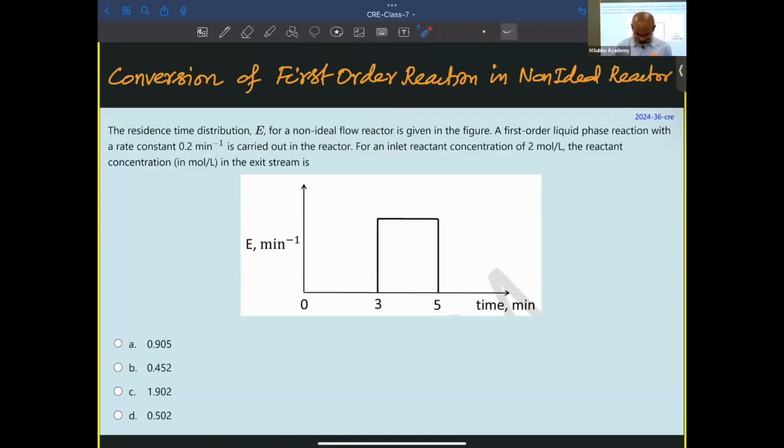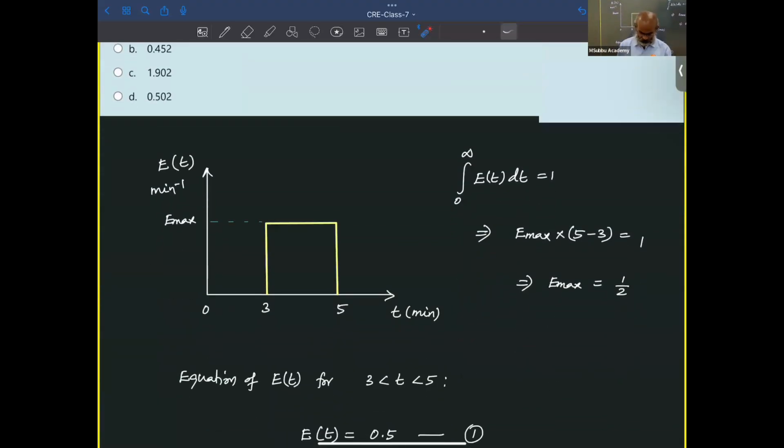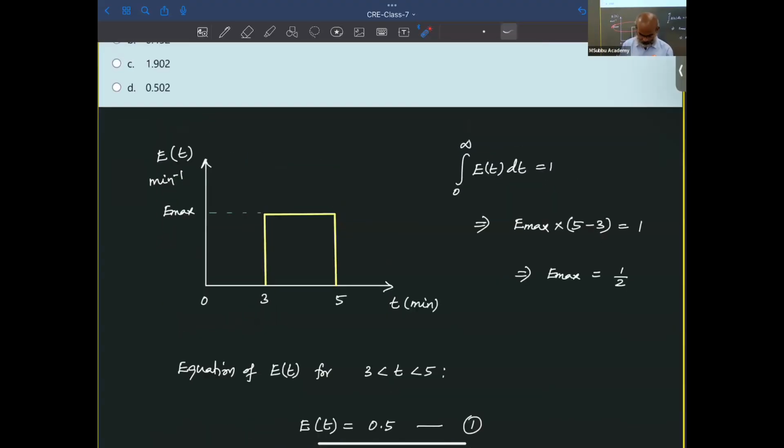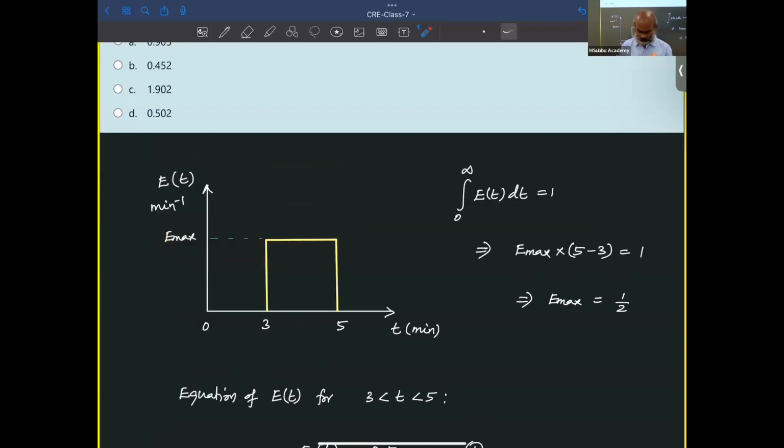Quickly. So we are given this exit age distribution as a rectangular distribution. We are asked to get the conversion, which is a first order reaction. For this, we need to get this E max, because this is also needed to solve this. Or else we need to get the equation of E over this range. For that, you can easily get it by equating this to 1. So we know this base and height, and we can easily get it.